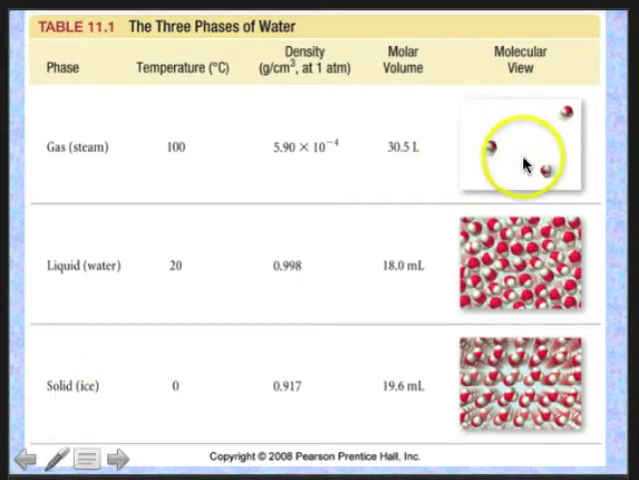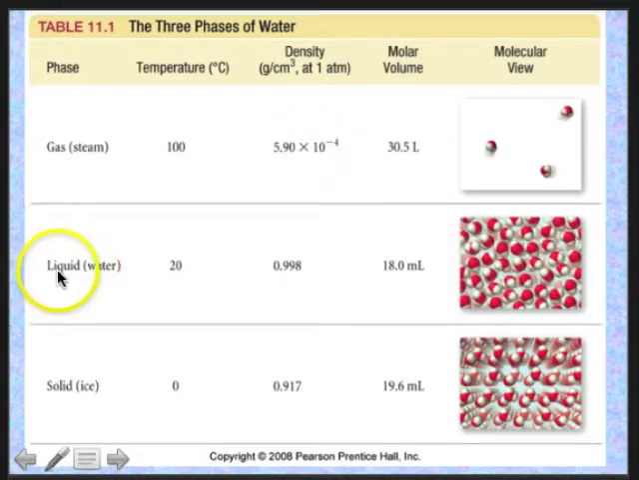It should be very obvious that water in the gaseous form has its molecules very far apart from one another. There are few, if any, attractions between them. The particles are completely free to fly around the container. If the container is closed, they stay in; if it's open, they just fly out. Gases have a very low density. For steam, it's 5.9 times 10 to the minus 4 grams per cubic centimeter.